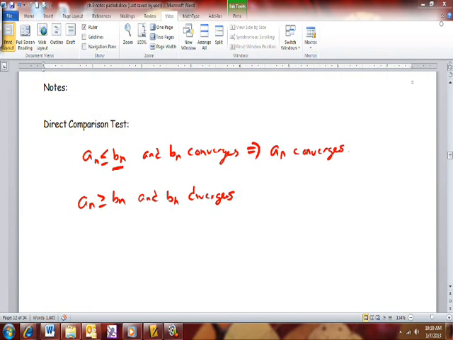And then we also have the kind of converse of this. If a sub n is bigger than b sub n, and b sub n, the smaller numbers, diverge, add up to infinity, then that must mean that the bigger numbers are also going to diverge. That implies that a sub n also diverges.